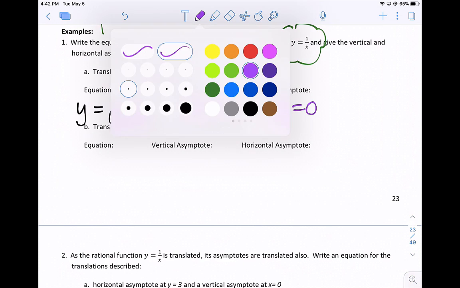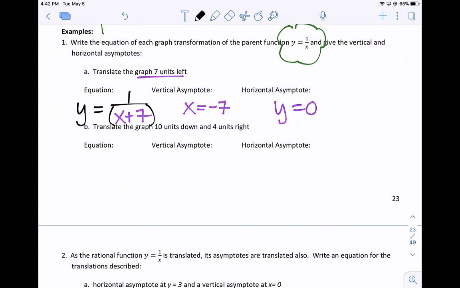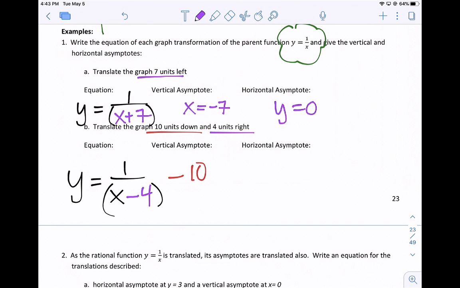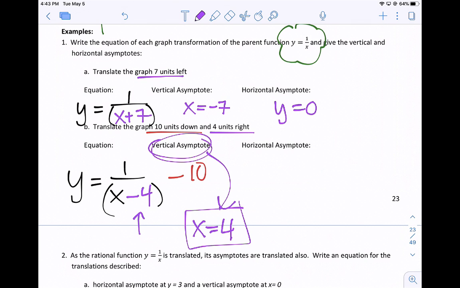All right, let's do the second one. Translate the graph 10 units down and 4 units to the right. Okay, so I'm trying to use color here. Okay, so 10 units down and 4 units to the right. Okay, so down is outside the parentheses, x minus 10, and then to the right would be -4. Okay, so let's start here. 4 units to the right. It shifts everything right 4, including the vertical asymptote. So we would say x equals 4 is the new vertical asymptote.